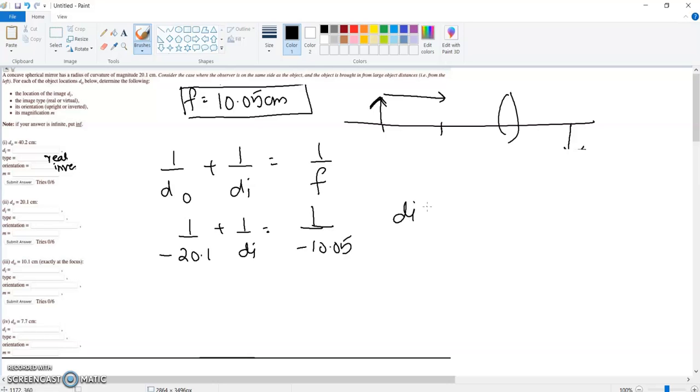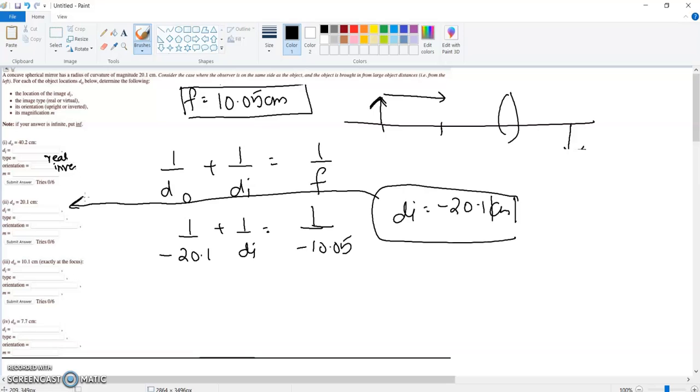So from here, the image distance turned out to be negative 20.1 centimeters, right? So like I always said, try to put it as negative 20, and if it doesn't work, just try to put positive because the distances are in positive.